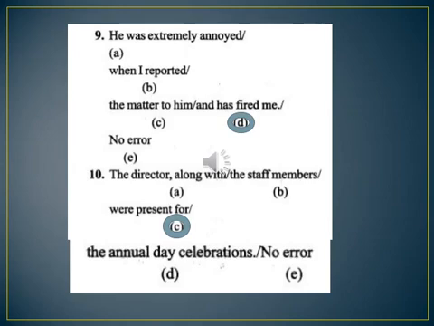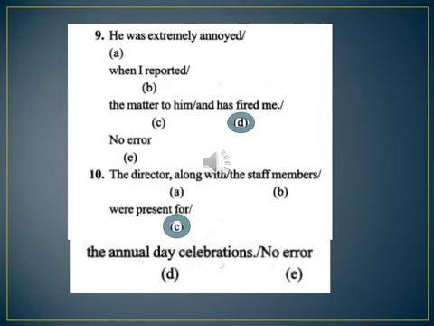Question number 9. He was extremely annoyed, A, when I reported the matter to him, C, and has fired me, D. Now who was extremely annoyed? He was extremely annoyed when I reported the matter to him and fired him. When I told him this matter and fired him. So he was very much annoyed because he was fired. So therefore the error is in D.